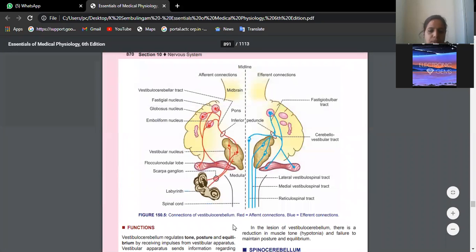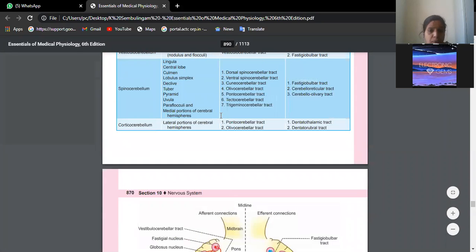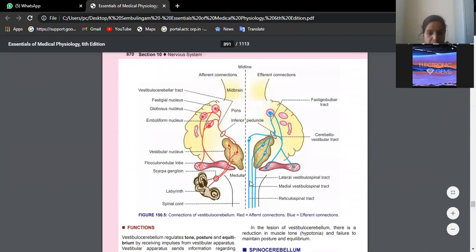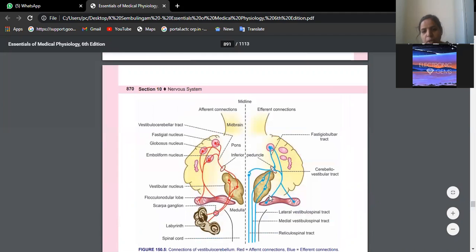Suppose this is the vestibulocerebellum. It is present in the flocculonodular lobe. The afferent connection is the vestibulocerebellar tract and the cerebellovestibular tract. That means from the vestibular apparatus to the cerebellar nuclei, the fibers are coming. In two directions you can draw. We have afferent connections shown, and efferent connections also shown. Again, the nuclei are DEFG only.